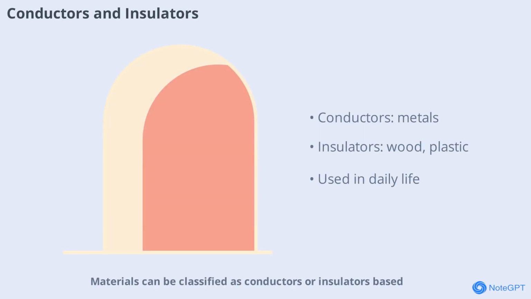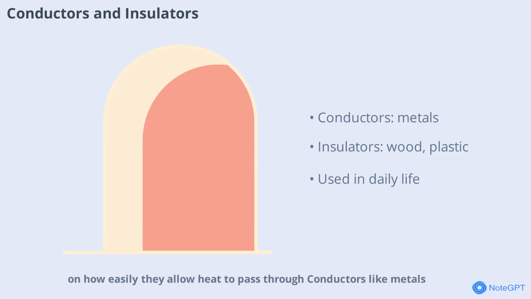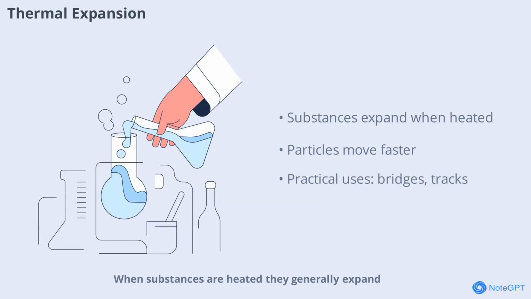Materials can be classified as conductors or insulators based on how easily they allow heat to pass through. Conductors, like metals, transfer heat efficiently, while insulators, such as wood, rubber, or plastic, resist heat flow. This property is used in designing everyday objects, from cooking utensils to building insulation, to control heat transfer for comfort and safety.